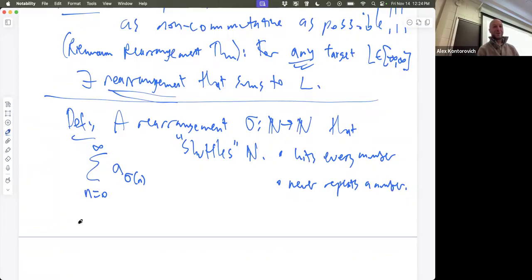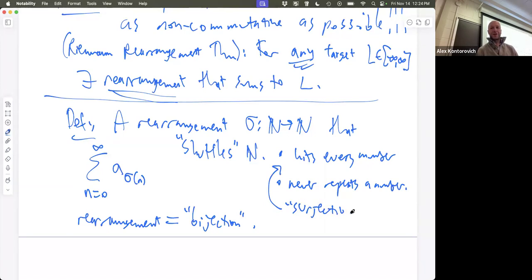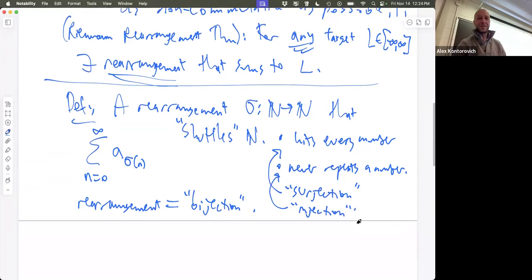So rearrangement is the same thing as what people call a bijection. And let's unpack these two things. So hitting every number has a fancy name: surjection. This is a surjection. And never repeats a number: injection. Good. So let's make these precise.